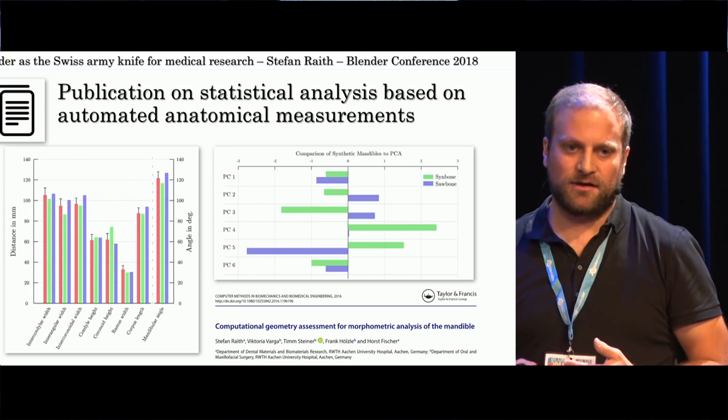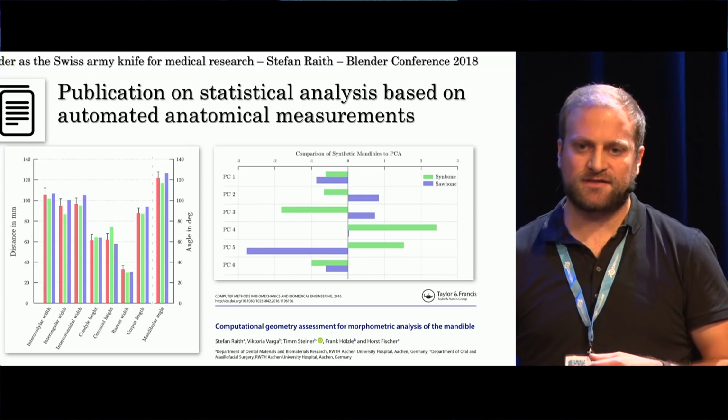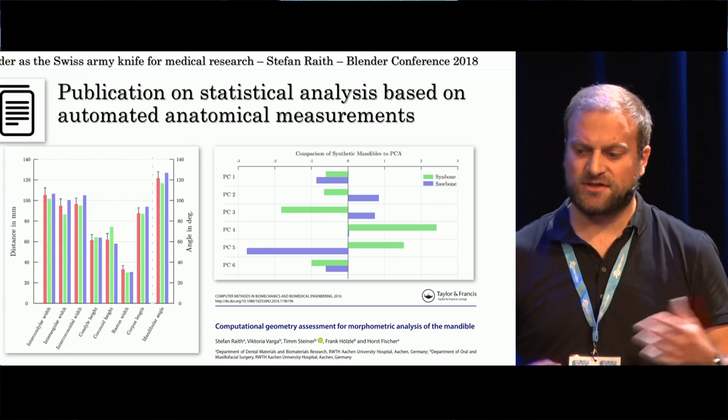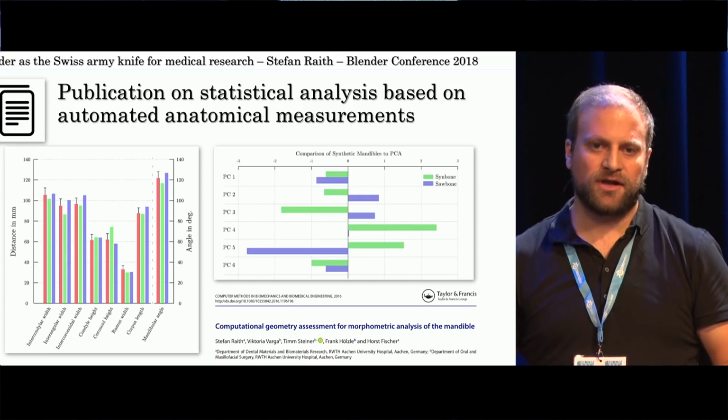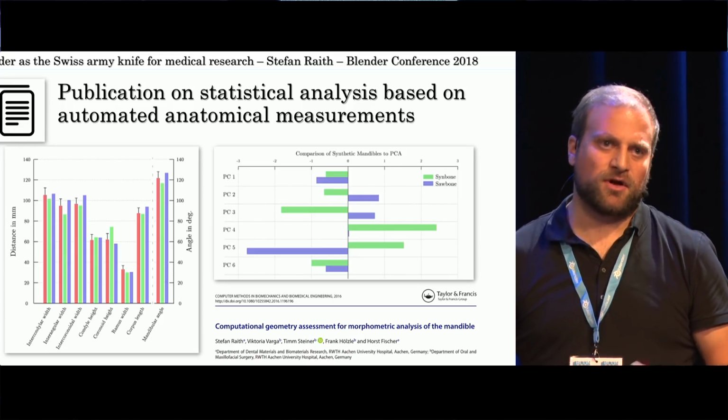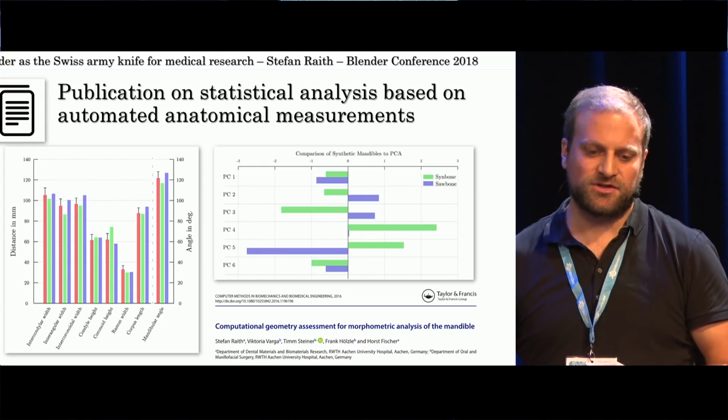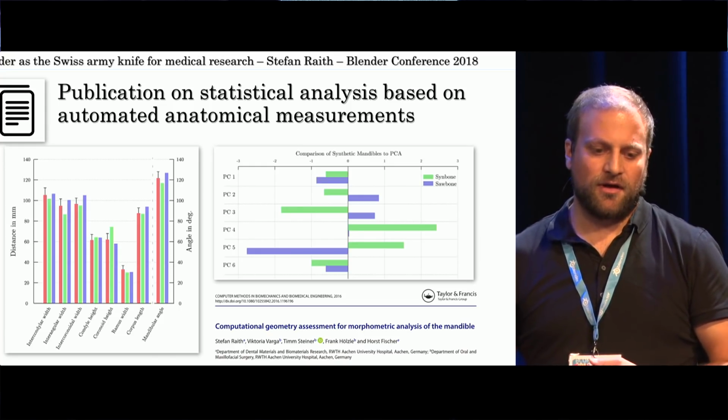We just created a Python script that adjusts bar heights according to the statistical data, and also puts in the correct labeling on the axis. So that may be a rather over-the-top use of Blender, but it really shows what is possible.